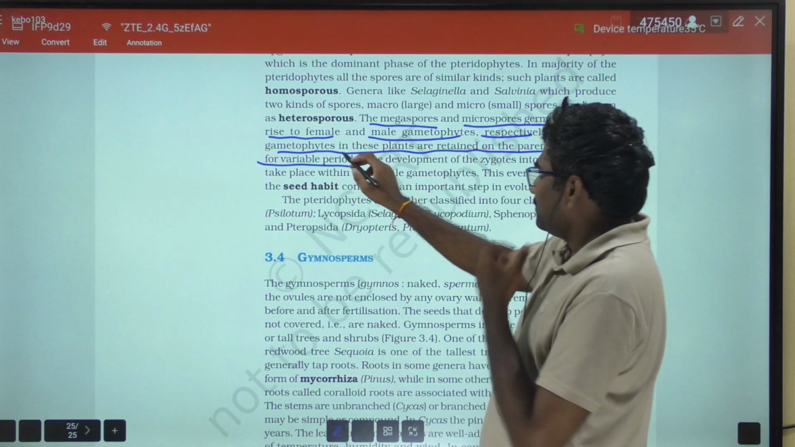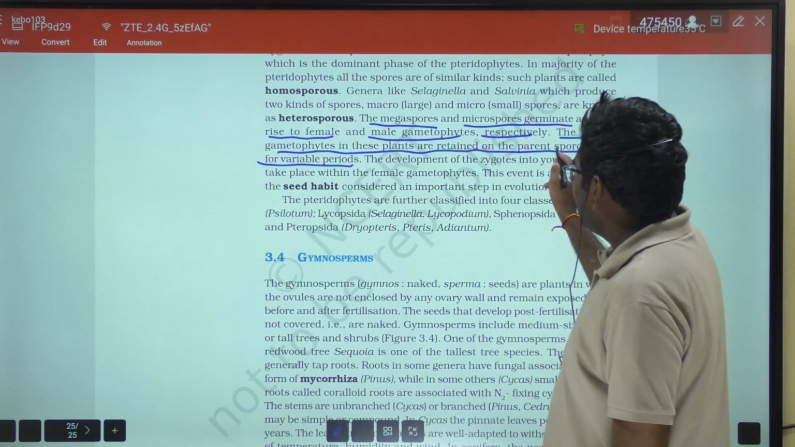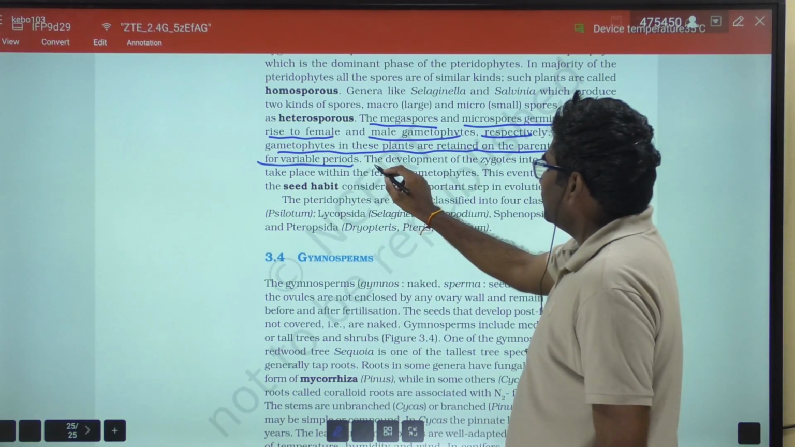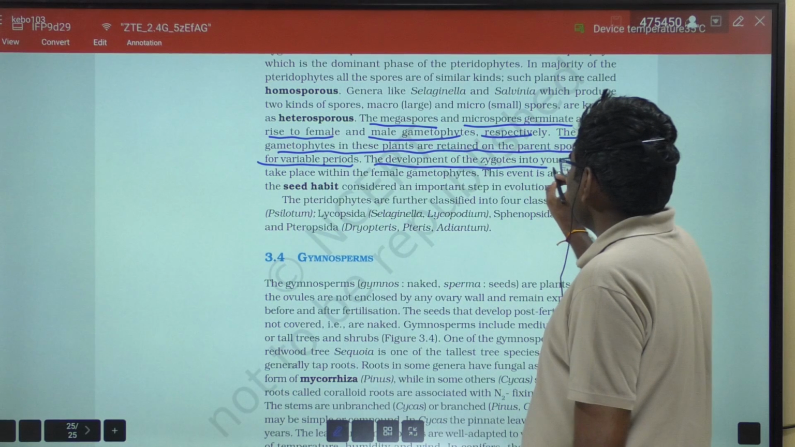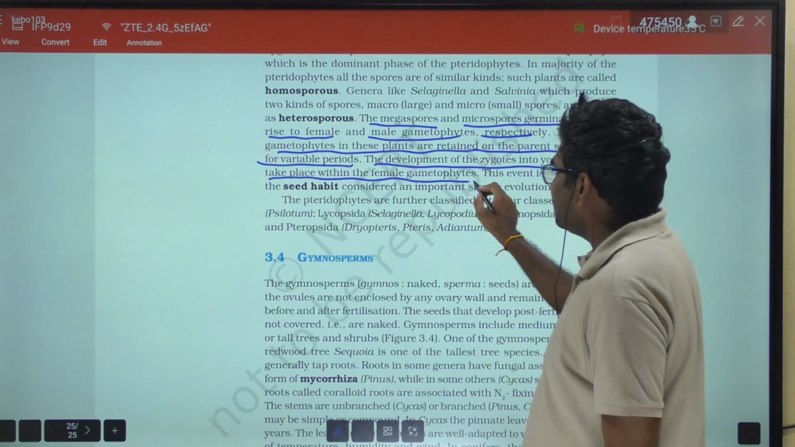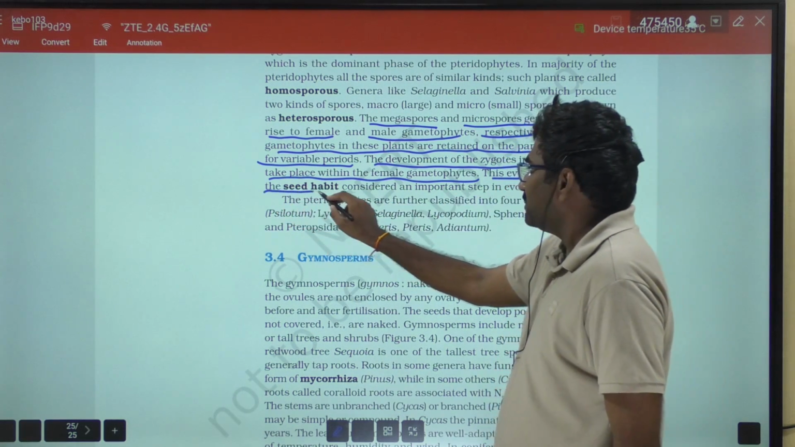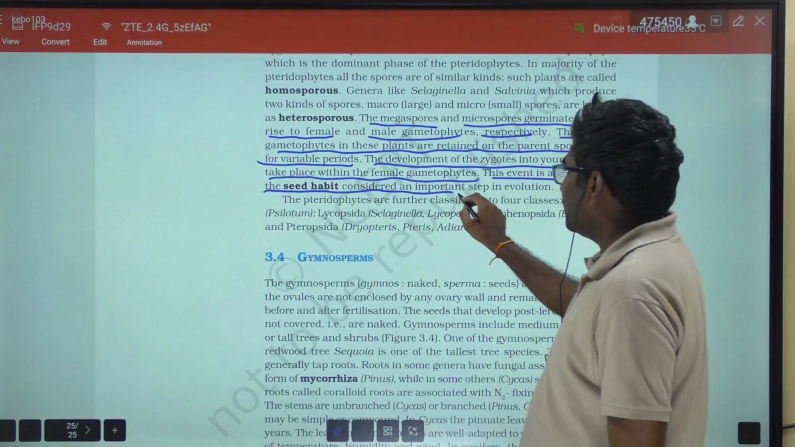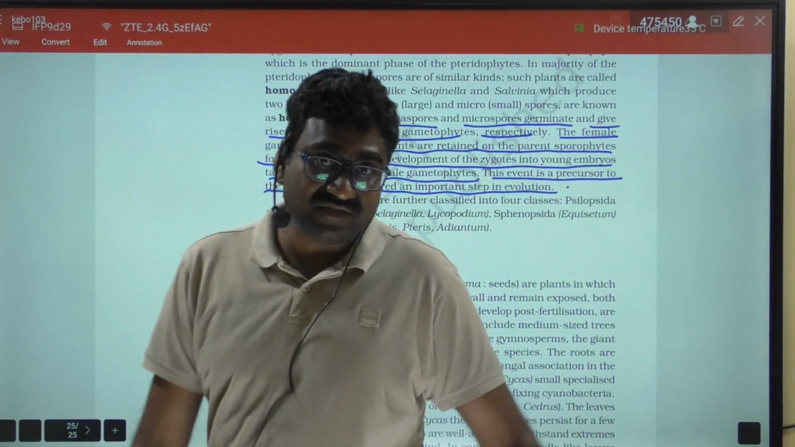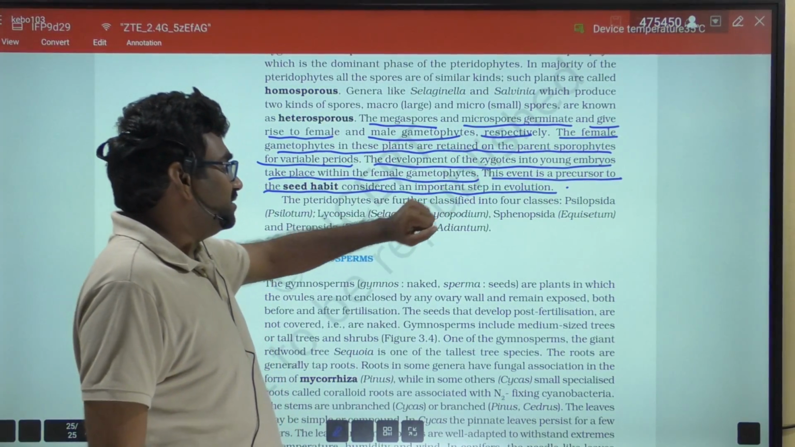The female gametophyte in these plants is retained on the parent sporophyte for variable periods, and the development of the zygote into young embryos takes place within the female gametophyte. So this event is a precursor to the seed habit, considered an important step in evolution. Very important. This step is considered an important step in evolution.